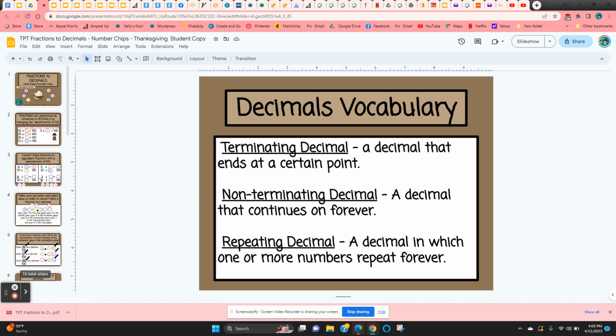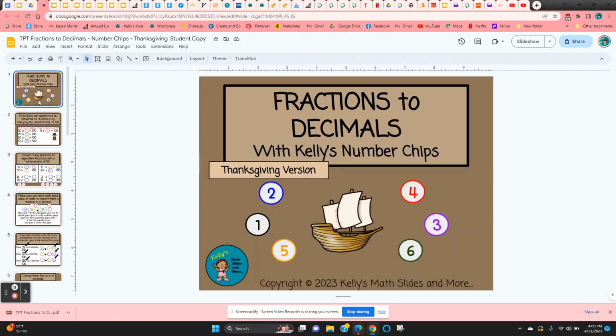Okay, so that is fractions to decimals with number chips. This is the Thanksgiving version.